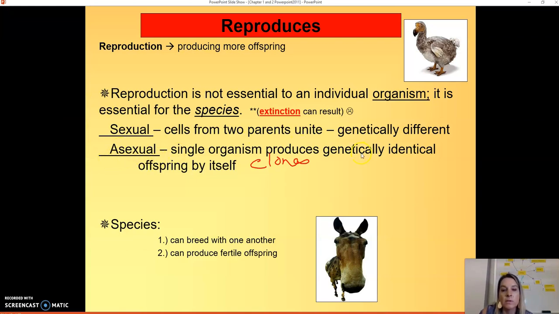This is when a single organism produces genetically identical offspring by itself. Lots and lots of clones. They all look the same. Can you think of an example of something that might clone itself? That would be like reproducing and everything's the same. Sexual reproduction is when you have to have 2, usually 2, different genders and they come together, or 2 parent cells unite, and then that makes a genetically different offspring because you have sperm and egg uniting.